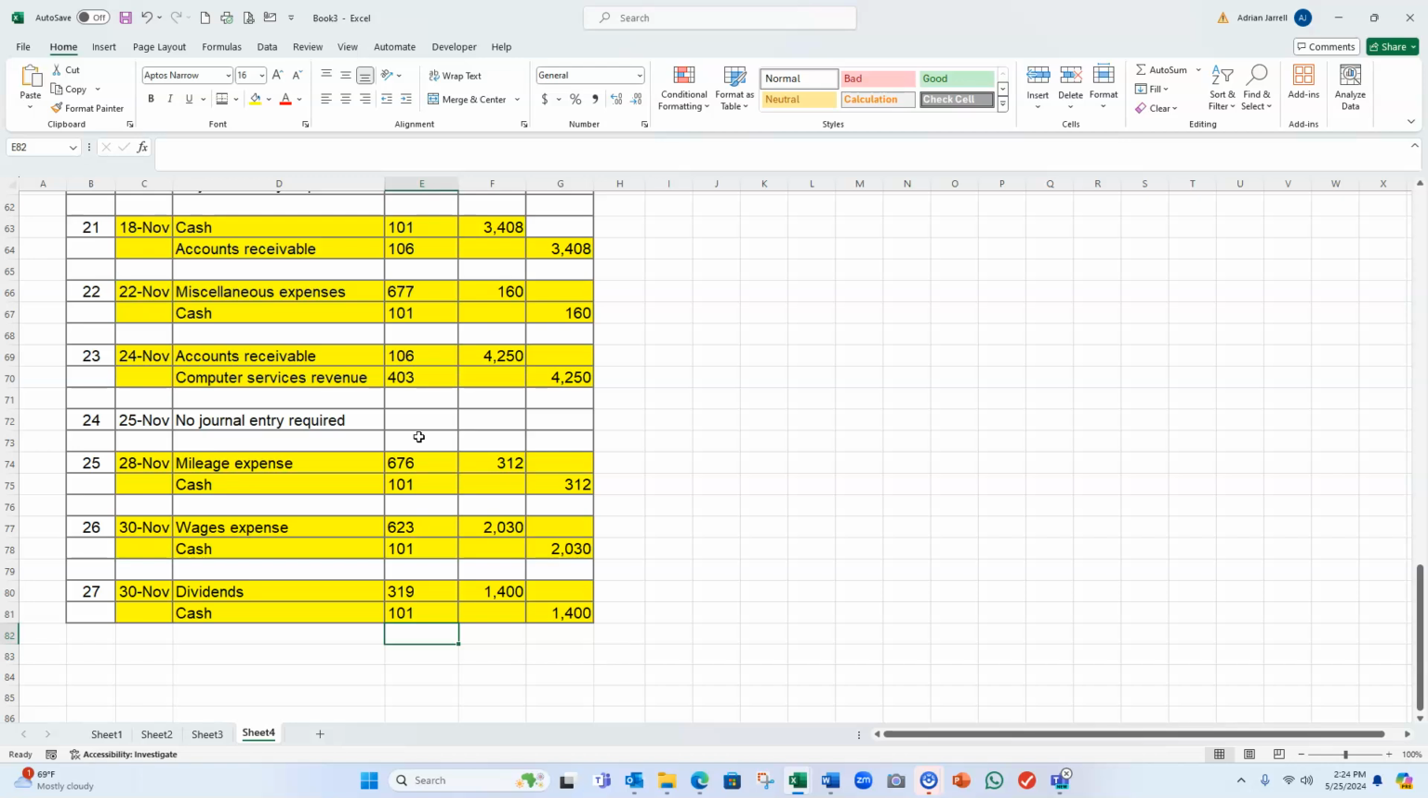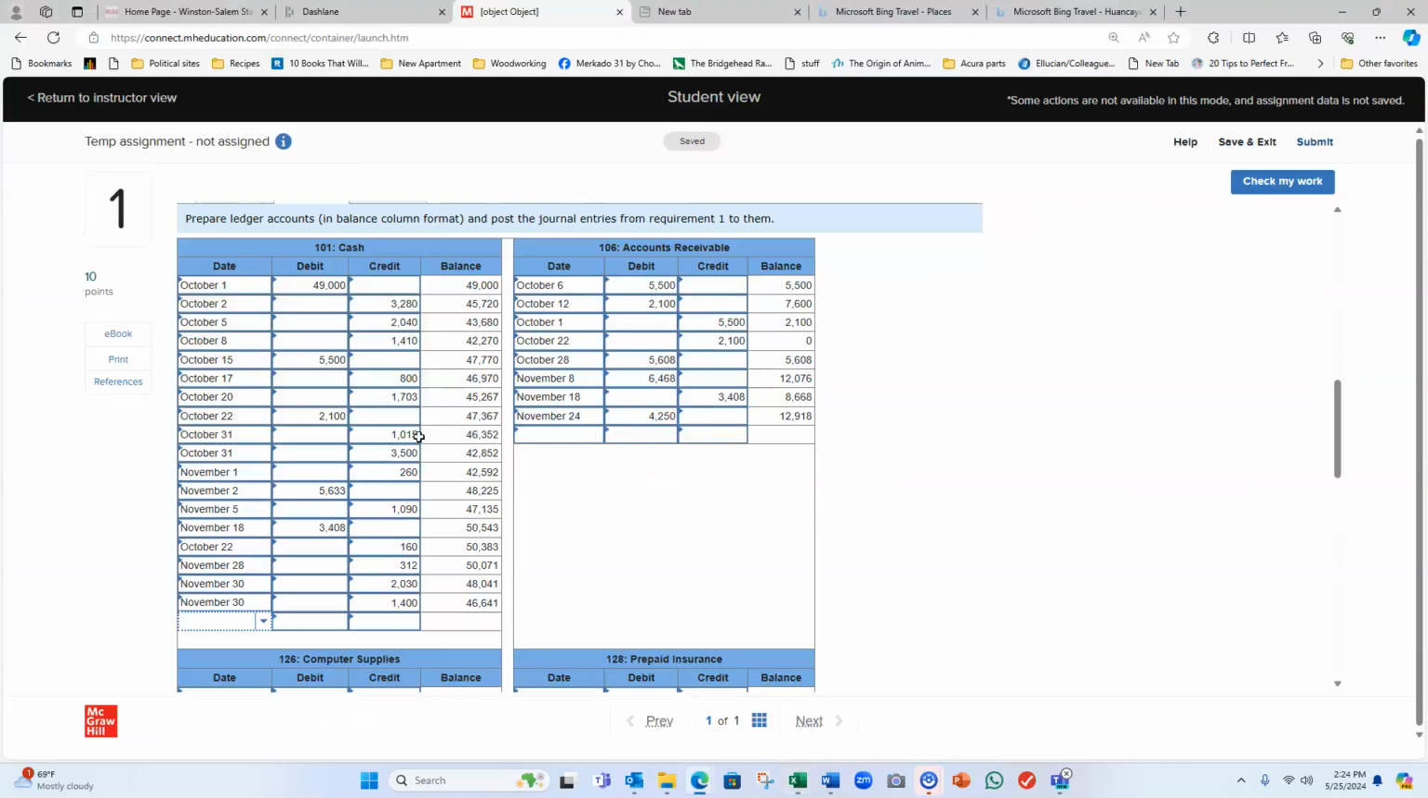Now, if you're still paying attention here, I want you to look at something. You notice that cash has ins and outs. Where people paid us cash is a debit. Where we paid other people cash, that's a credit. Accounts receivable, where we billed somebody for services performed, is a debit. And where they paid us is a credit. If you see a debit to accounts receivable, you're probably going to see a credit to the revenue account.